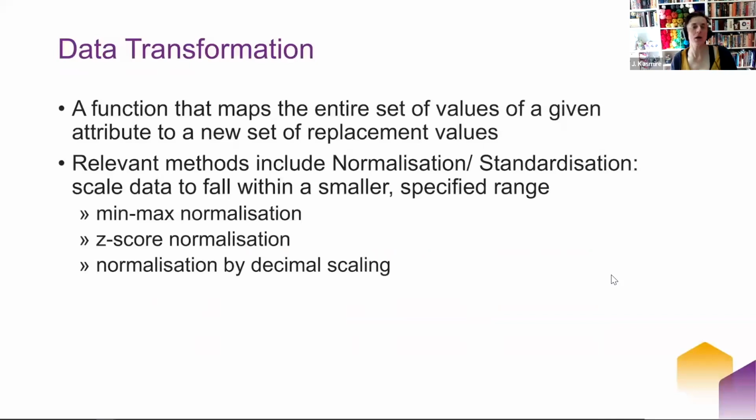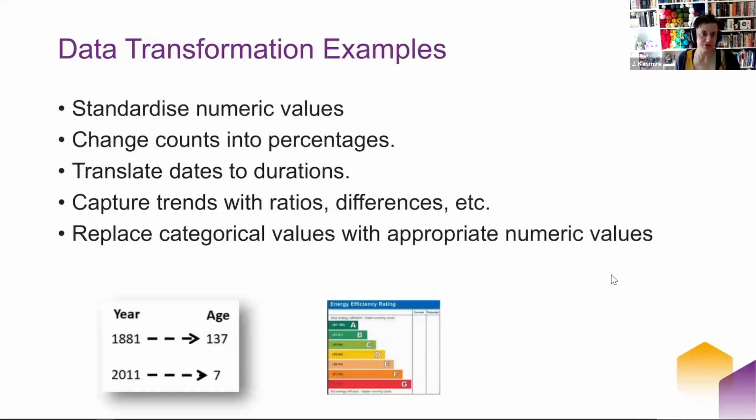Okay, so a little bit about data transformation. A data transformation is a function that maps the entire set of values of a given attribute to a new set of replacement values. This is one kind of data transformation. So relevant methods include normalization and standardization. So we might scale data to fall within a specified range, for example, min-max normalization, z-score normalization, decimal scaling. You're probably familiar with some of these, but we'll just go through them briefly.